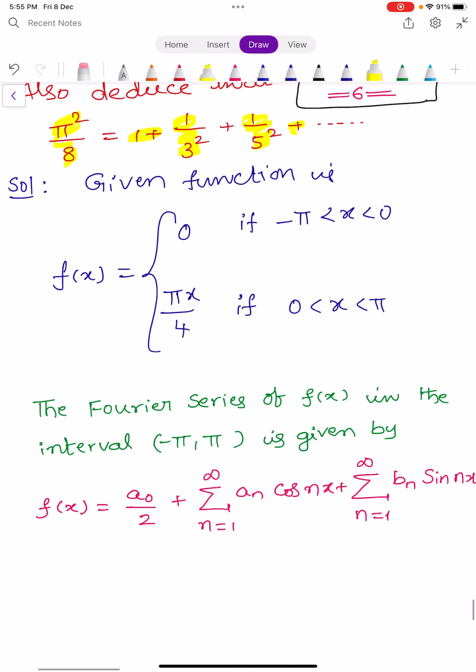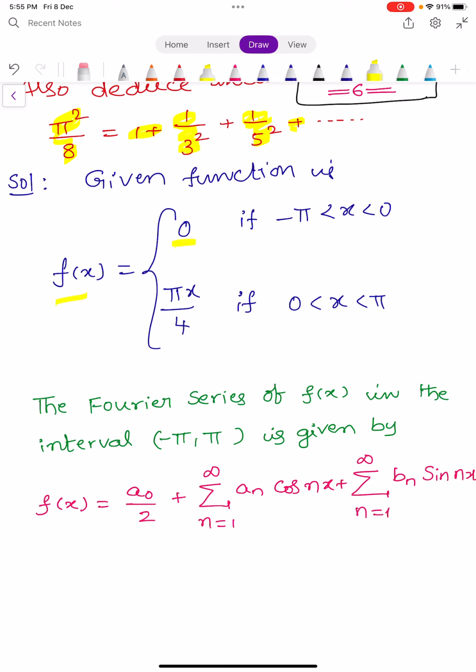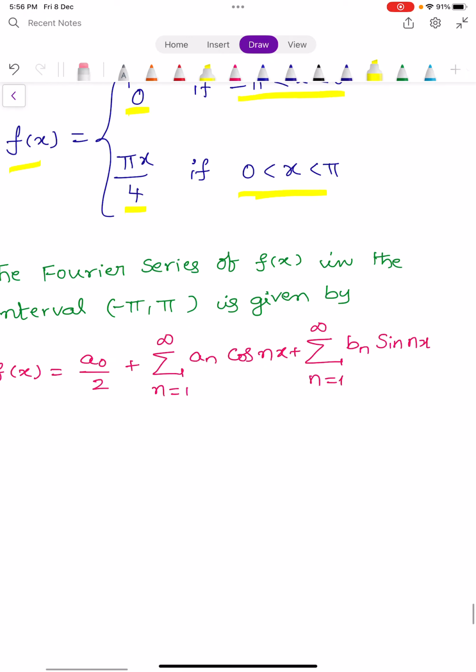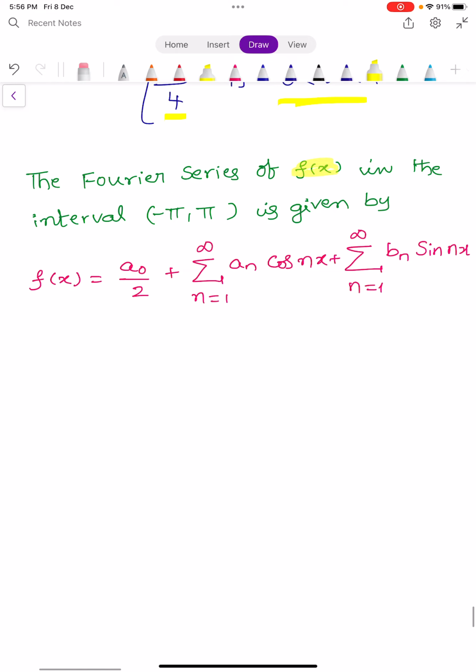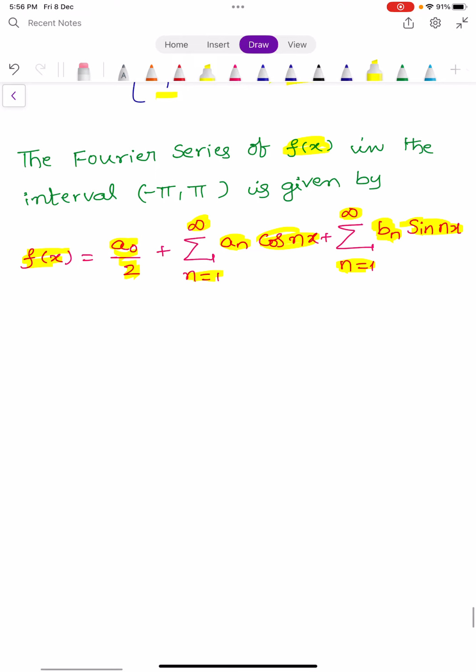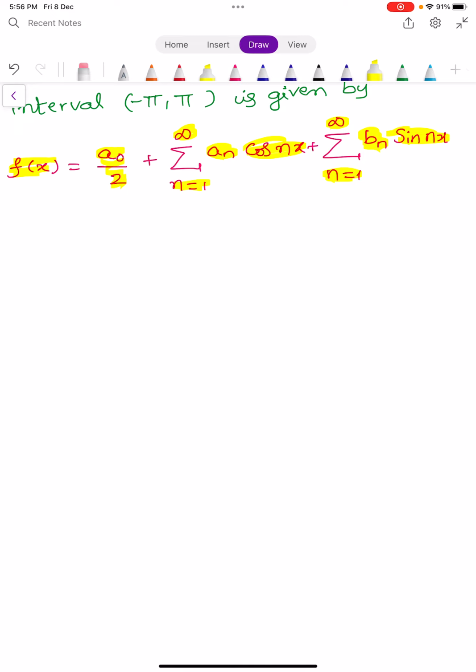So I write the given function. The function f of x is 0 whenever minus pi is less than x less than 0, and f of x equals pi x by 4 if 0 is less than x less than pi. And the Fourier series of the function f of x in the interval minus pi to pi is given by the formula f of x equals a naught by 2 plus summation n equals 1 to infinity a n cos nx plus summation n equals 1 to infinity bn sin nx. So we find them one by one. First we are going to find a naught.